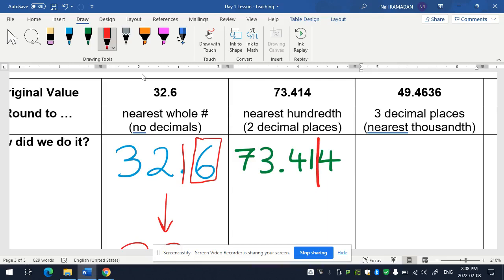What does a 4 do? So basically nothing, right? So that means the 1 will stay. Great. So that means it will be 7, 3, 4, 1.